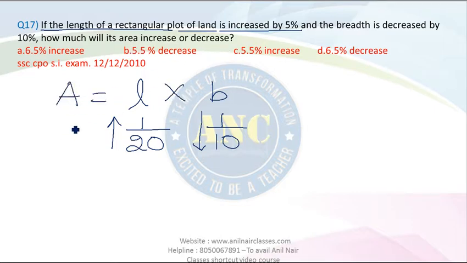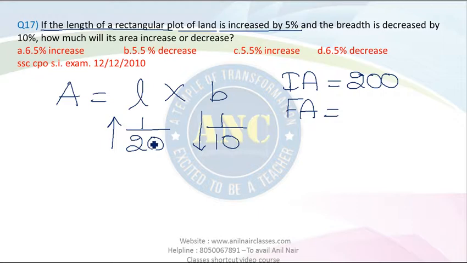Area is length into breadth. So the initial area of the rectangle is denominator 20 into denominator 10. 20 into 10 is 200. Final area of the rectangle: 20 is increased by 1, it becomes 21, into 10 is decreased by 1, it becomes 9. So it is 21 into 9. 21 into 10 is 210. 21 into 9 is subtract 21 from 210.